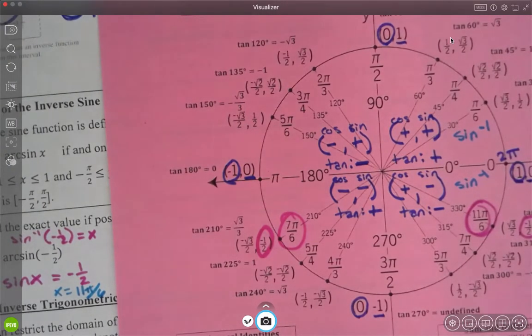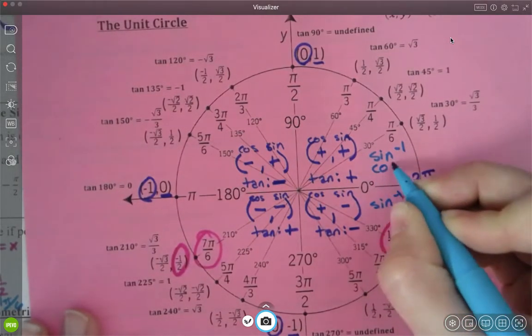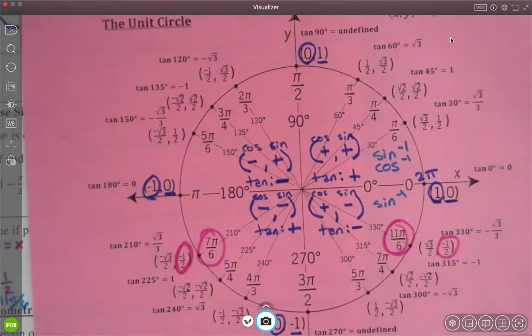Now let's talk about cosine. Where does it live? Cosine lives in the first quadrant, yes, but where else?